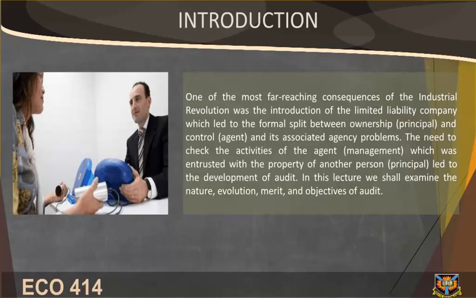Introduction. One of the most far-reaching consequences of the Industrial Revolution was the introduction of the limited liability company, which led to the formal split between ownership, that is principal, and control, agent, and its associated agency problems. The need to check the activities of the agent, that is management, which was entrusted with the property of another person, the principal, led to the development of audit.